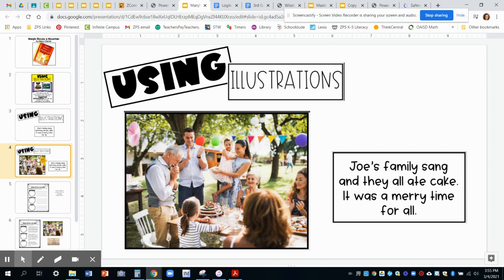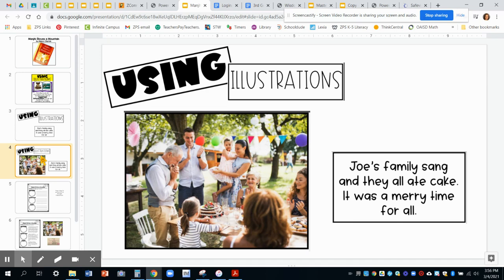Okay, now this is just one photograph of one moment, but there were a lot of illustrations in Manjhi Moves a Mountain. So now when you look at this photo and we read the same sentences, Joe's family sang and they all ate cake. It was a merry time for all. You have a very different idea of what's happening in the story, if you will. Okay, look at that and see all those details. I see streamers, balloons. I see people with lots of smiles on their faces. I see a cake with some candles on top.